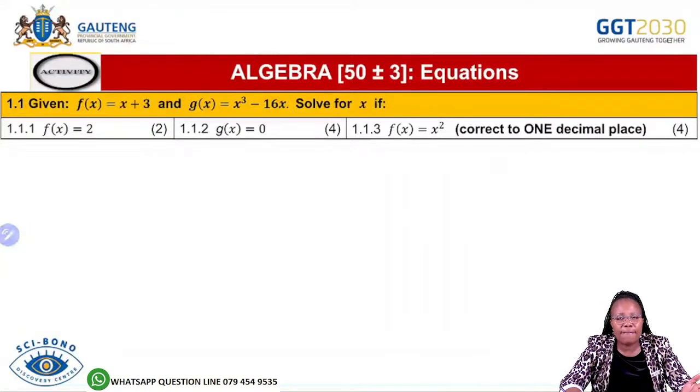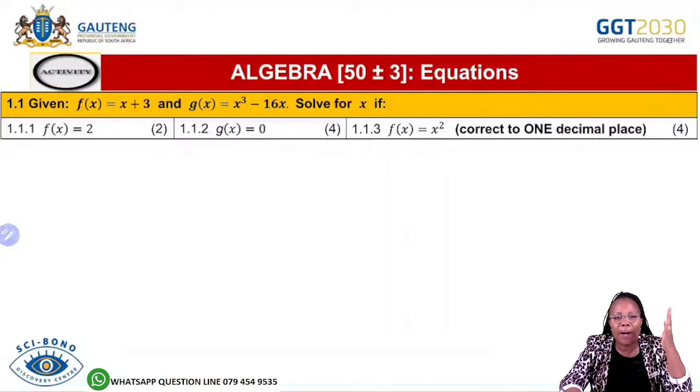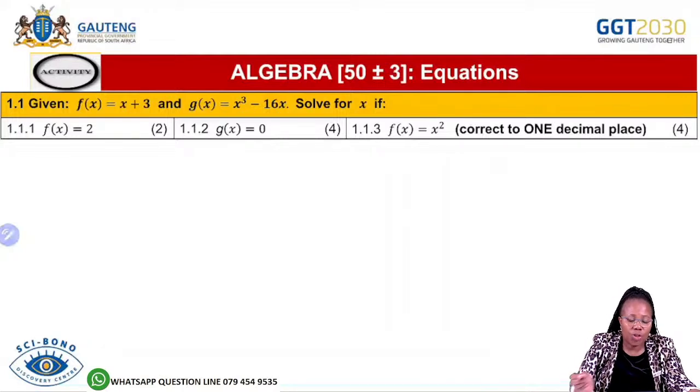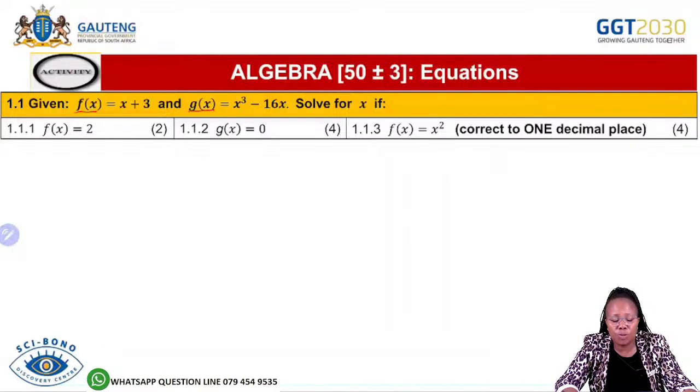We are now looking at the first topic, which is algebra, which is carrying most of our marks in grade 12, which is 50 plus minus 3. Please, let's give this topic attention as far as possible. Now, the first question says that we are given f(x) equal to x plus 3, and we are also given g(x) equal to x cubed minus 16x. And then they say solve for x with the conditions given below.